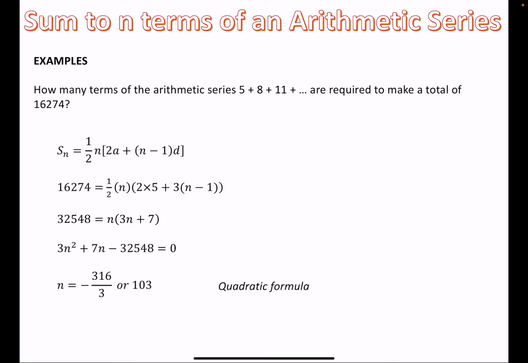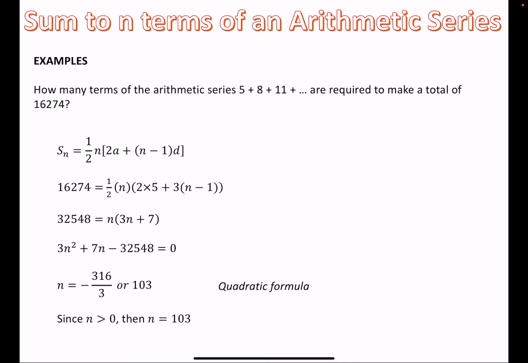So if you just use the quadratic formula, you'll find out you have these two answers, but obviously you can't have two answers for this, okay? There's only one possible answer. The point is that one's positive, one's negative, and since n must be greater than 0, in this case, n is going to equal 103, okay?